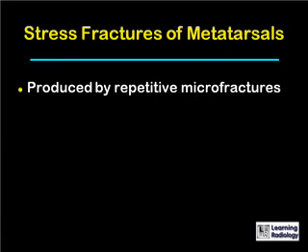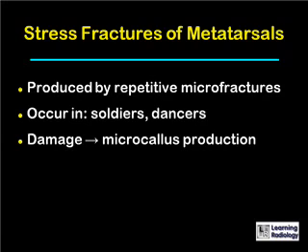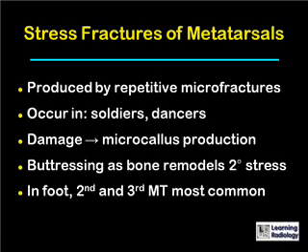Stress fractures of the metatarsals are generally believed to be produced by repetitive microfractures. They tend to occur in individuals who have repetitive injuries, such as soldiers or dancers. The damage leads to first microcallus production and eventually gross callus production. There is buttressing of the bone as it remodels to accommodate for the stress, and that leads to endosteal thickening. In the foot, the second and third metatarsals are the most commonly fractured.